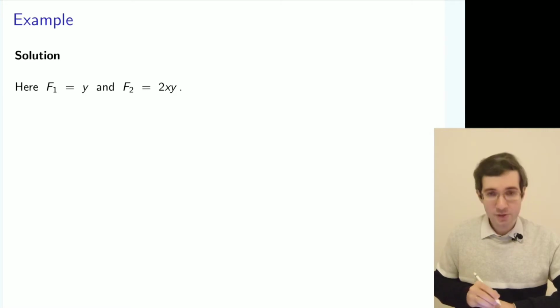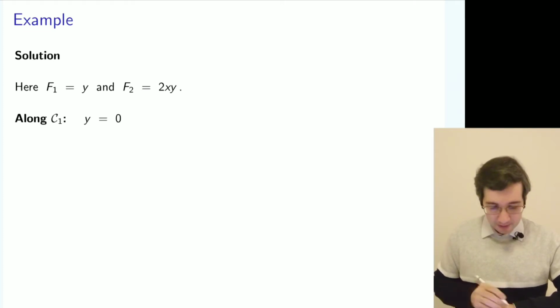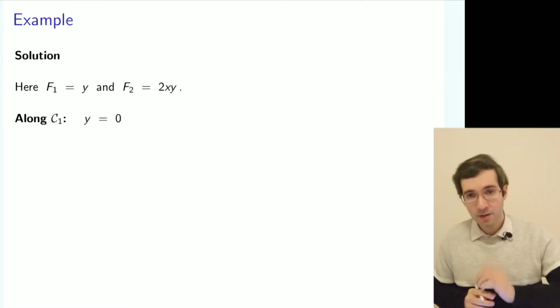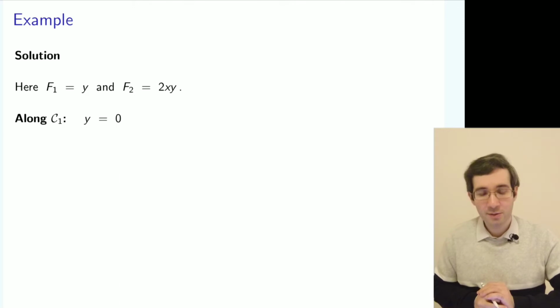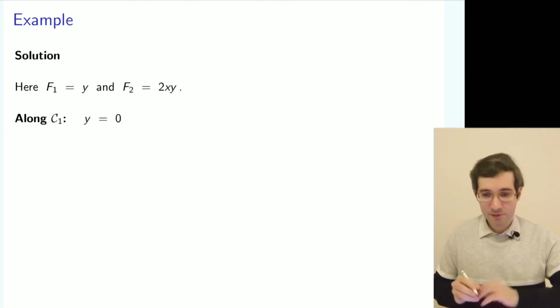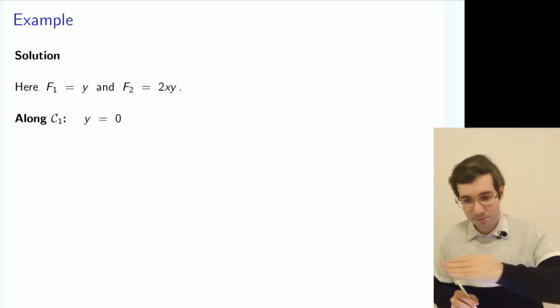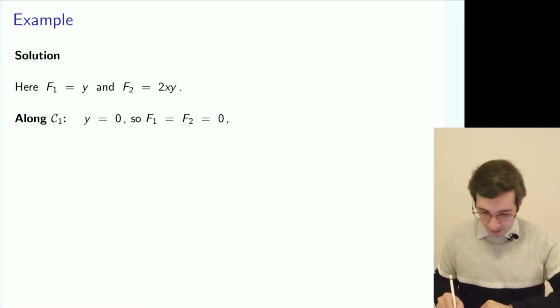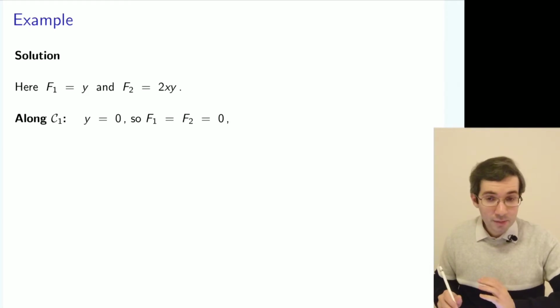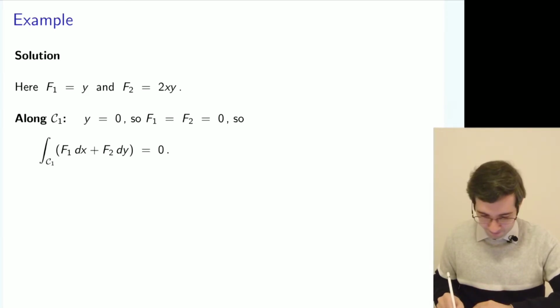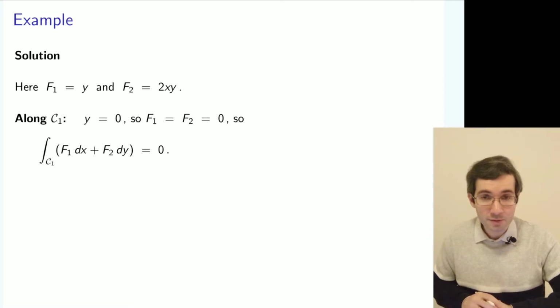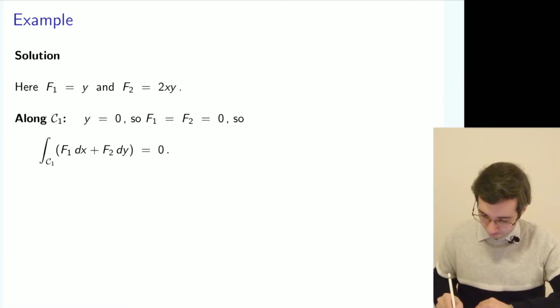So first we just write the components of our vector field, which is y and 2xy. And then we integrate over the curve C1 along that curve first. So that curve has y equals 0 because it's parallel to the x-axis, and therefore both components of the force are 0. So the integral is just 0, nothing to compute, which is nice.